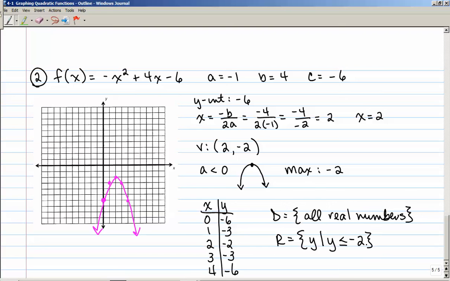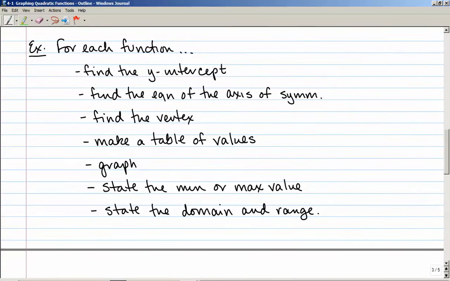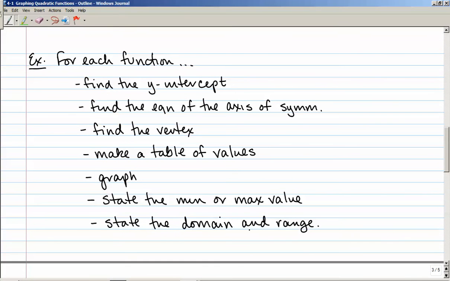Okay, so that's how to graph a quadratic function and find all of that information, and as you're doing the homework, I want to make sure that you do all 7 of these steps. They are listed on Schoology under the assignment, and I also have complete solutions posted on Schoology for all of the homework problems as well.